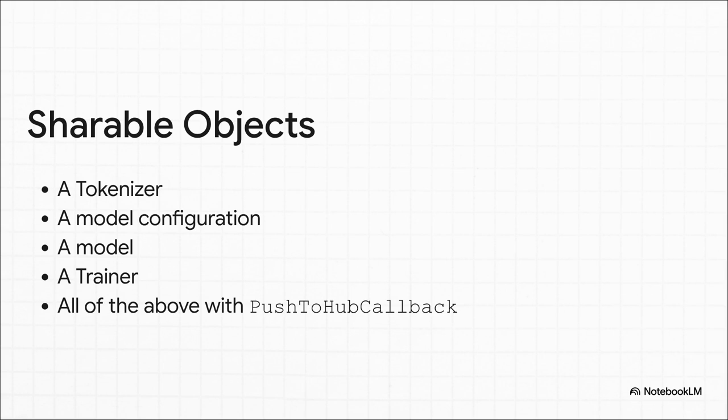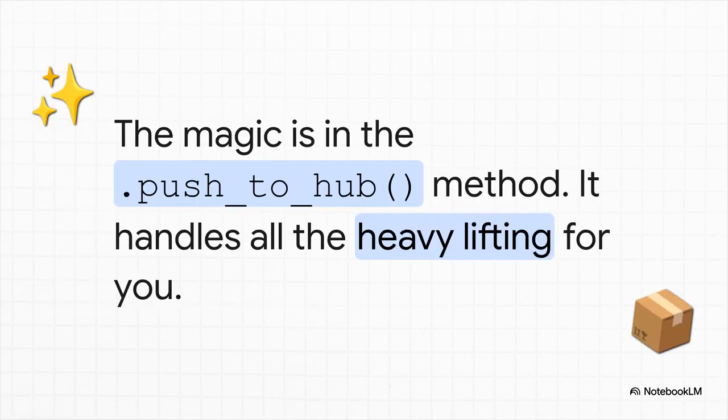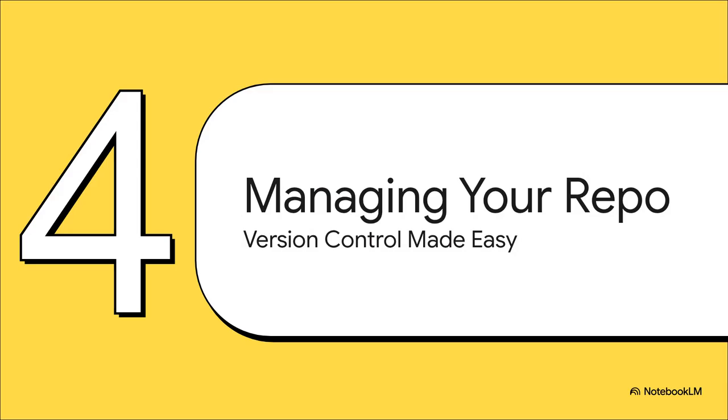And get this, there's even a PushToHubCallback that can automatically save and upload your model while it's still training. How cool is that? Seriously, the real magic here is this one simple method, .push_to_hub. You just call it on your model or your tokenizer, you tell it what you want to name your project on the hub, and the library does all the heavy lifting for you. It's that simple.